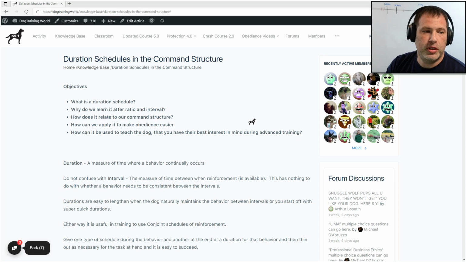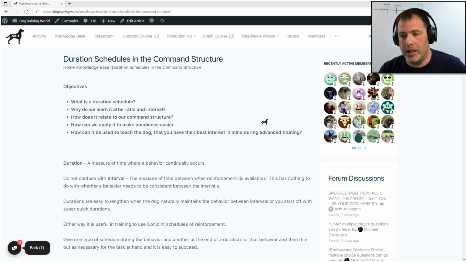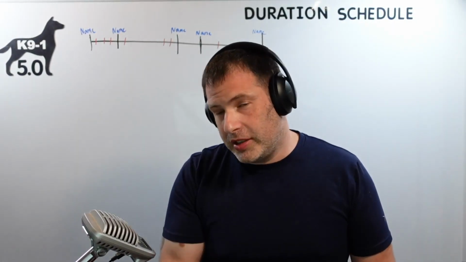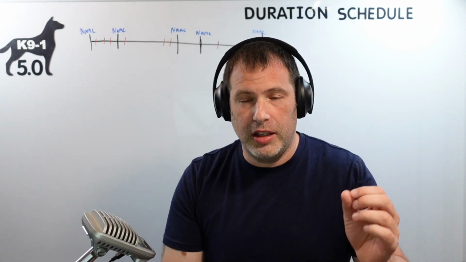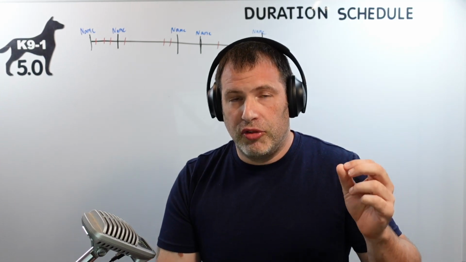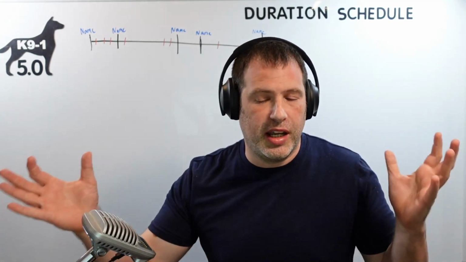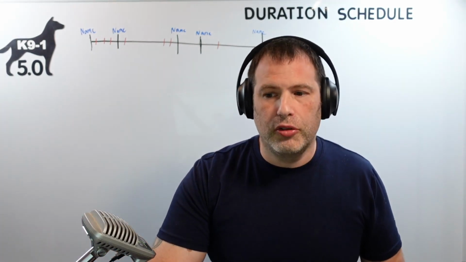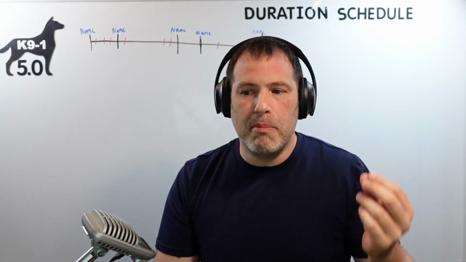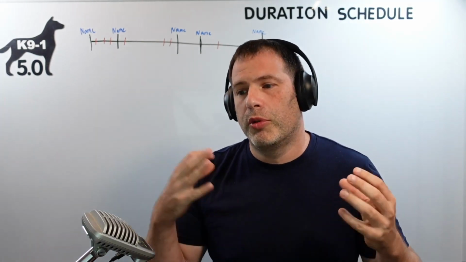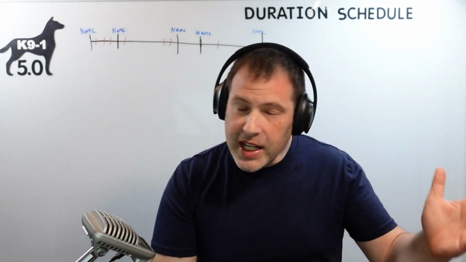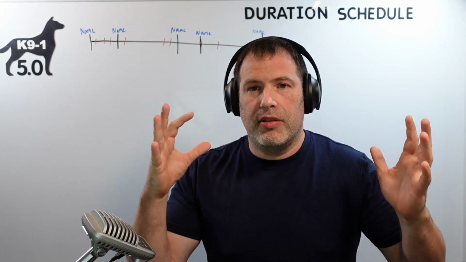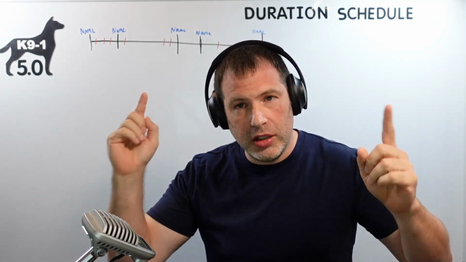So duration is a measure of the time where a behavior continually occurs. We do not want to get this confused with interval. I would say it is very common for trainers to get confused about the difference between these. An interval, what you need to remember, is simply the measure of time between when reinforcement is available, but it doesn't have anything to do with the behavior needing to be consistent between those intervals.